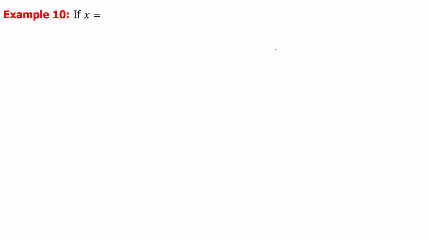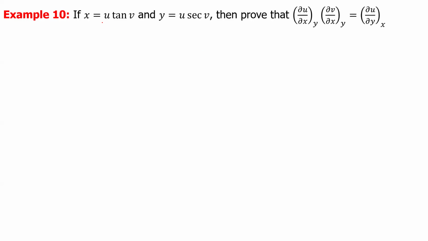In this lecture, we take another example of partial differentiation. Now, if x is equal to u tan v and y is equal to u sec v, then prove that the partial derivative of u with respect to x when y is treated as constant, into the partial derivative of v with respect to x when y is constant, is equal to the partial derivative of u with respect to y when x is constant, and the partial derivative of v with respect to y when x is treated as constant.